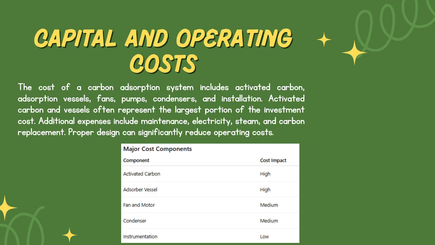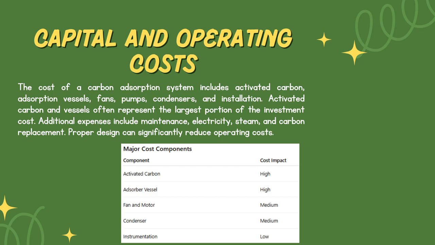For the capital and operating cost, the cost of the carbon adsorption system includes the activated carbon, adsorption vessel, fans, pumps, condensers, and installation. Activated carbon and vessel often represent the largest portion of the investment cost. Additional expenses include maintenance, electricity, steam, and carbon replacement. Proper design can significantly reduce operating costs.